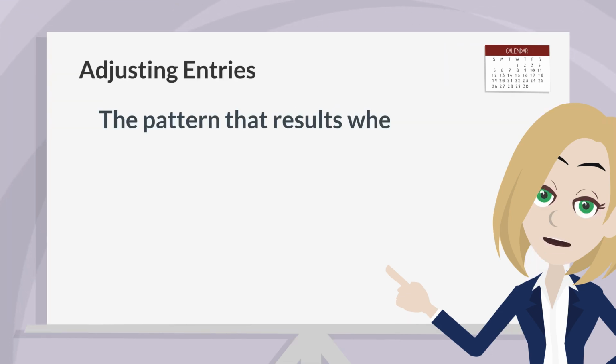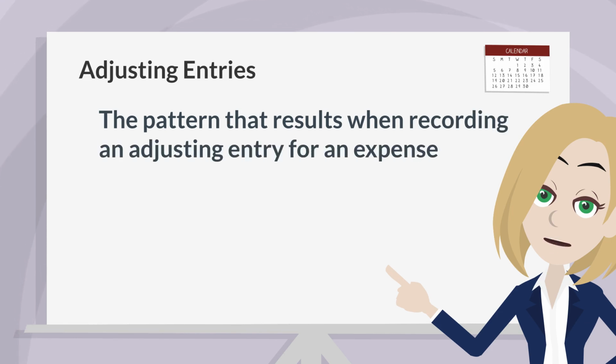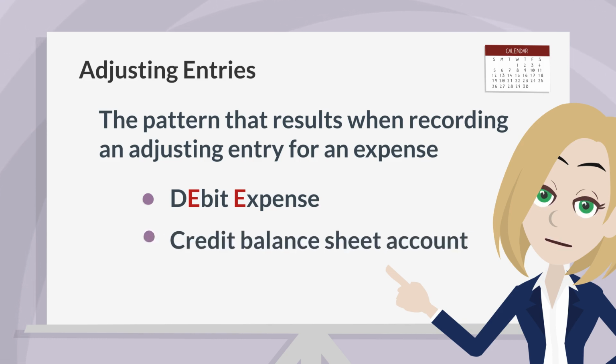The pattern that results when recording an adjusting entry for an expense is to debit the expense, such as insurance, supplies, interest, or salary and wages expense, and credit a balance sheet account, such as interest payable, salary and wages payable, or possibly an asset, such as supplies or prepaid expenses.